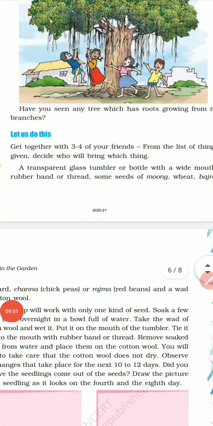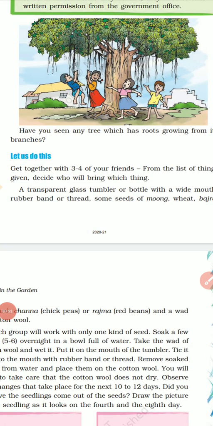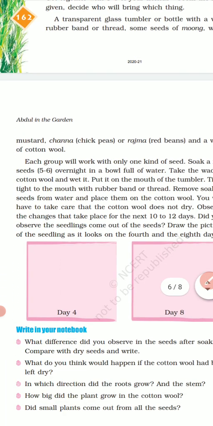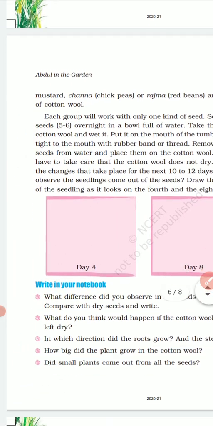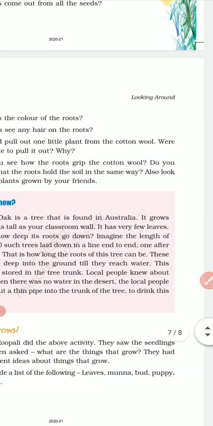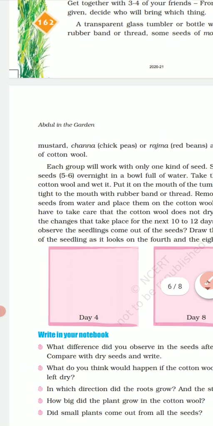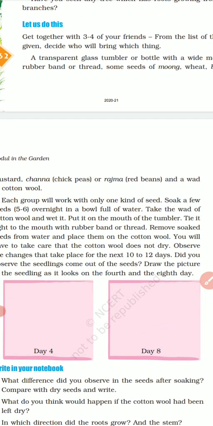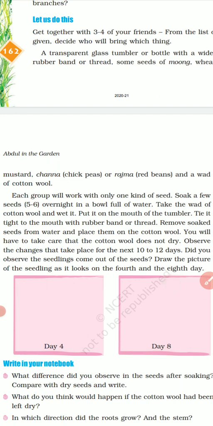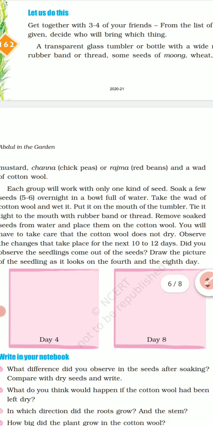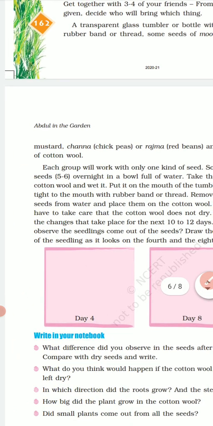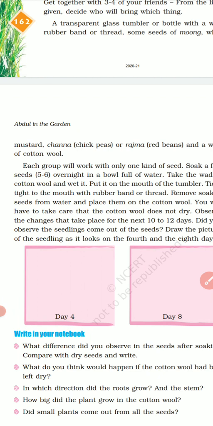Children, this can be done in the next period, but I'll just be reading it out. Day 4 and day 8, they are just sprouting. This sprouting can be done in the next period. Can we do it? You also have to do this activity. Just read it here. You have to take some chana, some mustard seeds and some rajma seeds. Then you have to soak them, and then you have to sprout them. We'll see that later, in the next period.